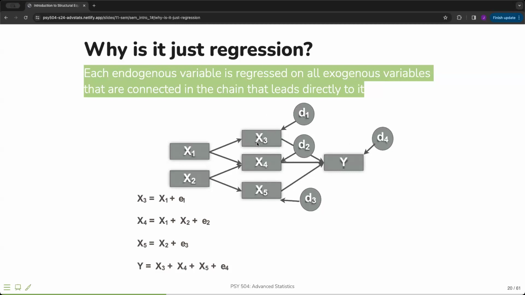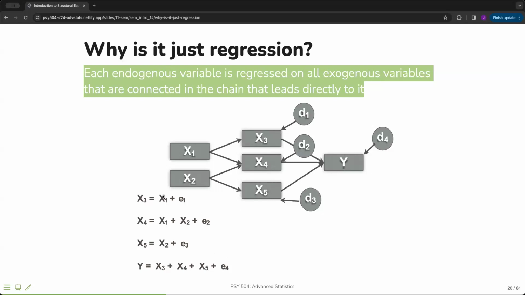So the first regression model that we could construct looks at x1 predicting x3, because there's one arrow pointed to it. The second regression model that we could construct looks at x1 and x2 predicting x4, and that's because there's 2 arrows pointing to it. The third regression model that we can construct looks at x2 predicting x5 because there's 1 arrow pointing to it. And then lastly, we can construct a regression model that looks at x3, x4, and x5 predicting y.